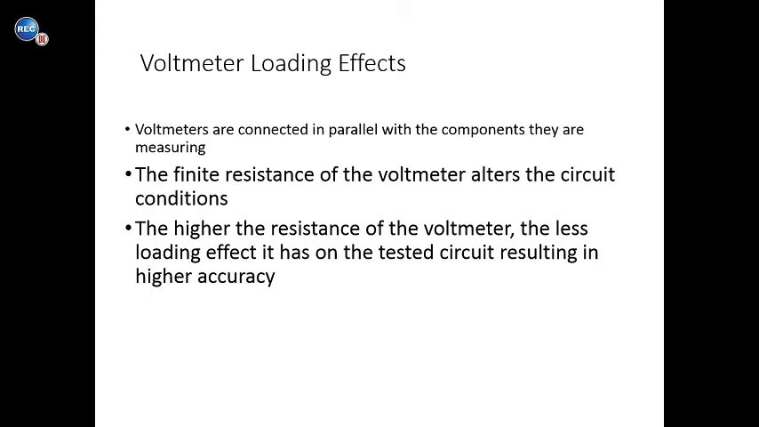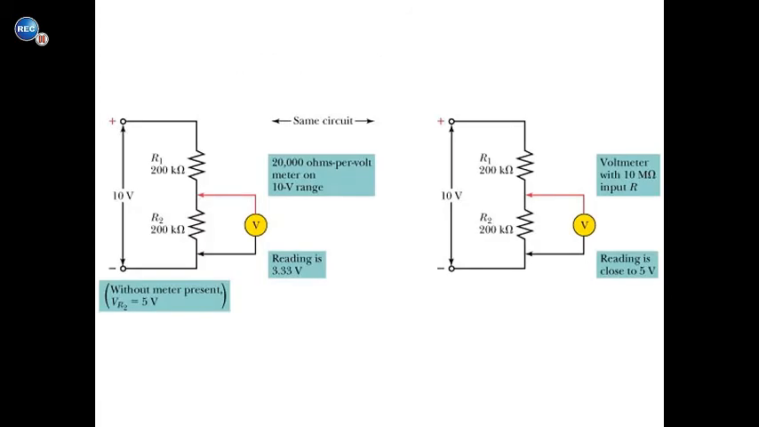So when you measure voltage, you connect the leads of the voltmeter in parallel to the resistor or whatever the component is that you're measuring the voltage across. The finite resistance of the voltmeter alters the circuit conditions. The higher the resistance of the voltmeter, the less loading effect it has on the tested circuit, resulting in higher accuracy. And so we've looked at circuits like this before, and we'll look at a couple here again.